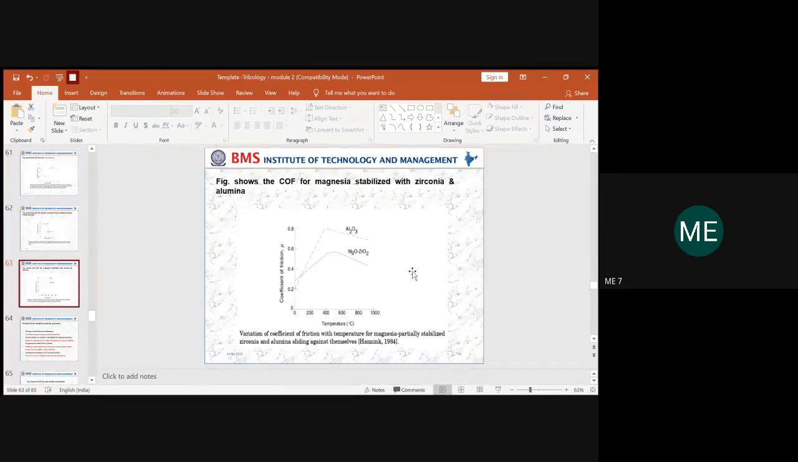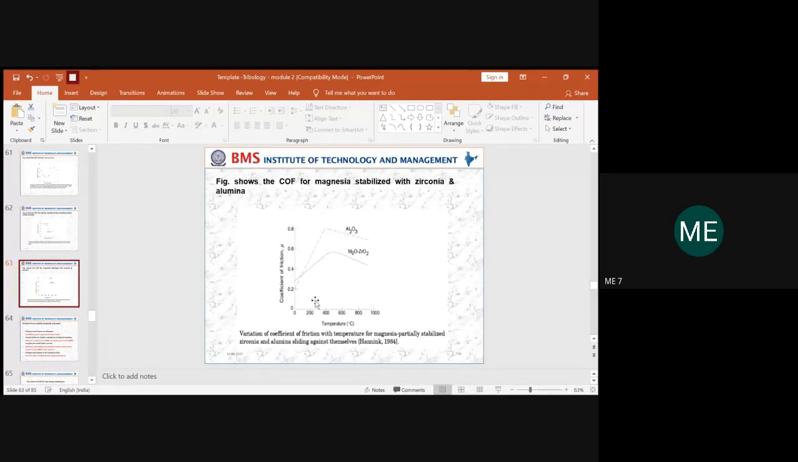And the next is you have the magnesia stabilized zirconia and aluminum. So you have magnesium oxide with zirconium oxide and you have aluminium oxide here. This is a combination of non-metallic oxide elements, with magnesium oxide and zirconium oxide together, and this is a separate entity of aluminum oxide. When these two are in contact and sliding against each other, they haven't told with what load or with what speed it has been traveled.